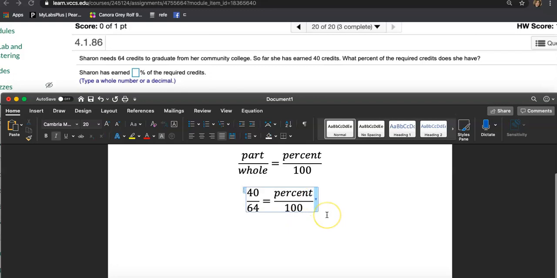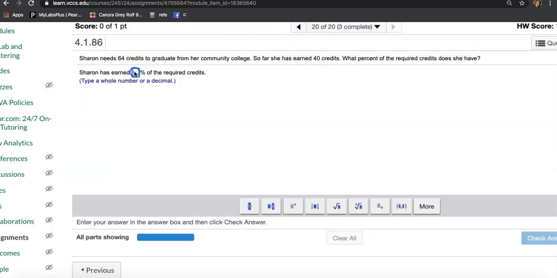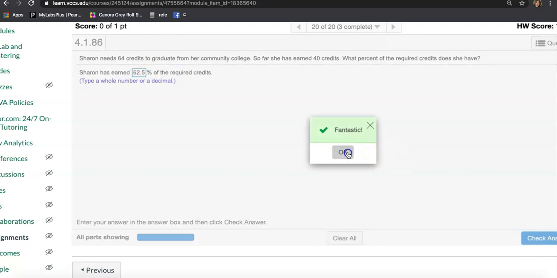Now, to have percent by itself, I will multiply both sides by 100. So let me get my calculator and do 100 times 40 divided by 64. So she has earned 62.5% of the required credits. Check answer. Yes, that was good.